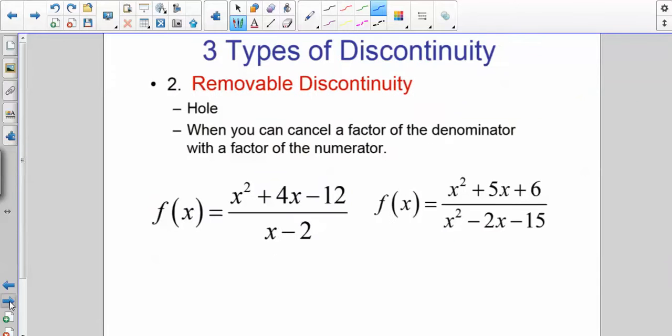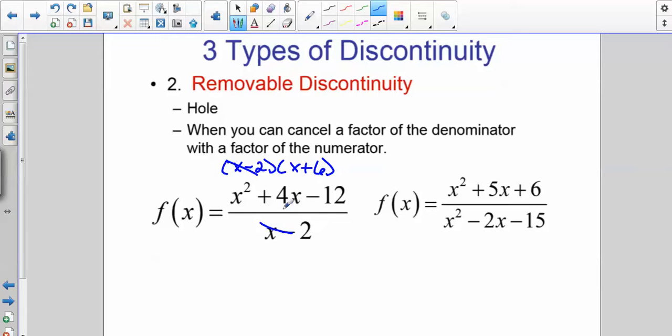Okay, on the next page we have removable discontinuity, and this would show up in a graph as a hole. And you see this when you can factor the numerator and the denominator, and the factors cancel out, meaning that you would not actually have this asymptote at x equals 2 in this case. So I'm going to factor my numerator, and I get x minus 2 times x plus 6. And then the x minus 2 and the x minus 2 would cancel out. So your simplified function is just x plus 6. It seems like your function would just be a line.